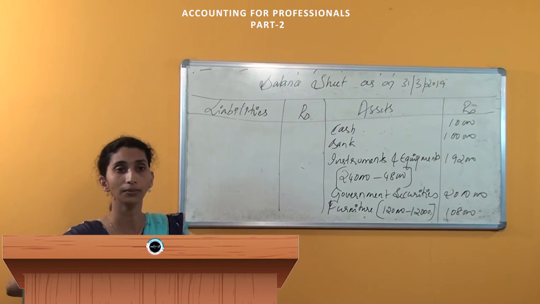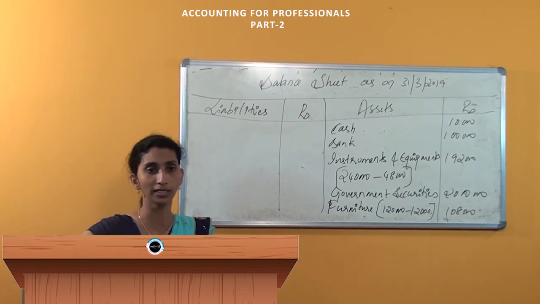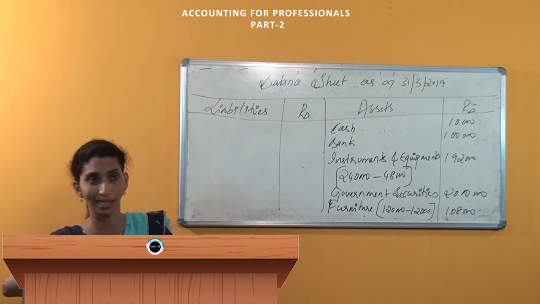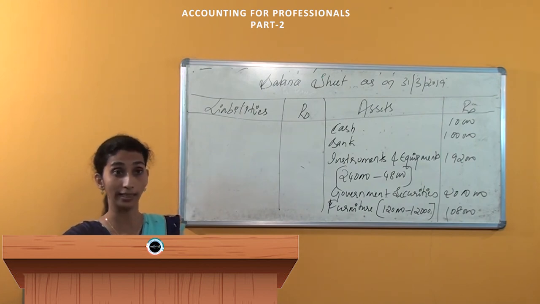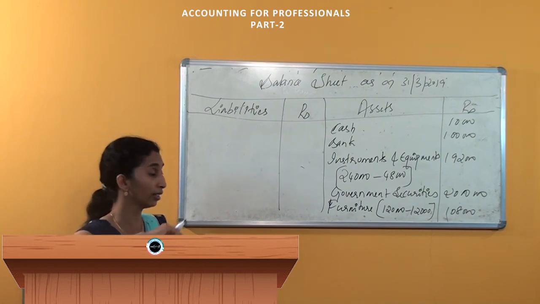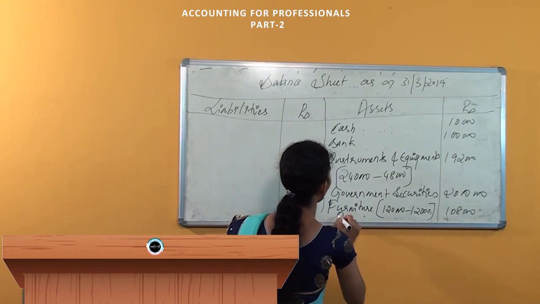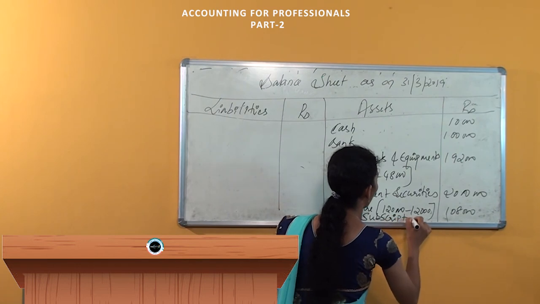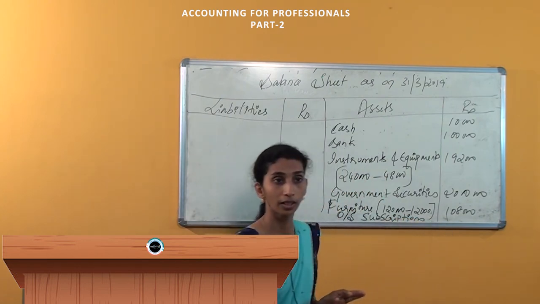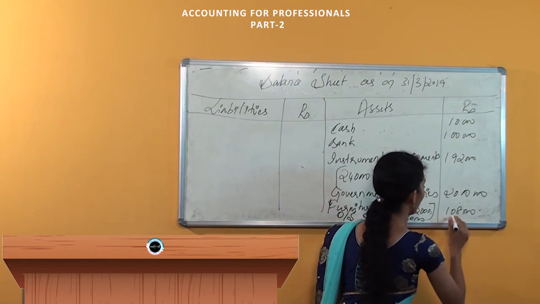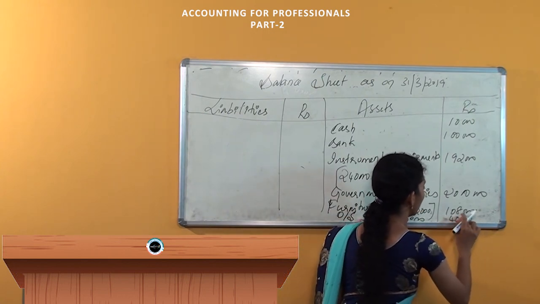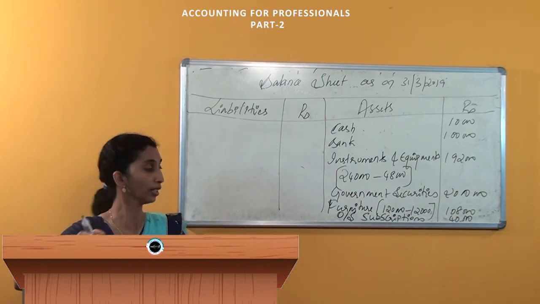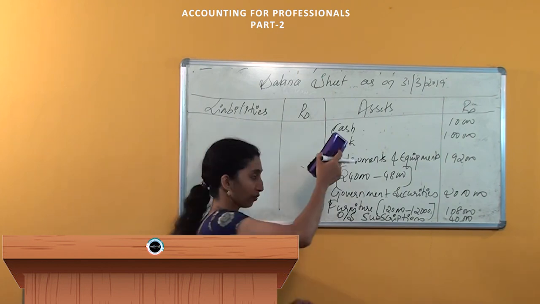Again we have here the furniture purchase closing balance. Once we have to see the adjustment office expenses, it comes under the liability. Subscription received in advance is a liability, but outstanding subscriptions are an asset. So the outstanding subscriptions are rupees 40,000. Then the closing stock of medicine is rupees 4,000.